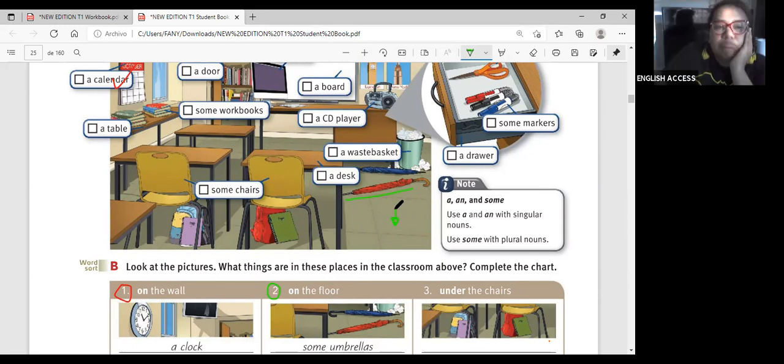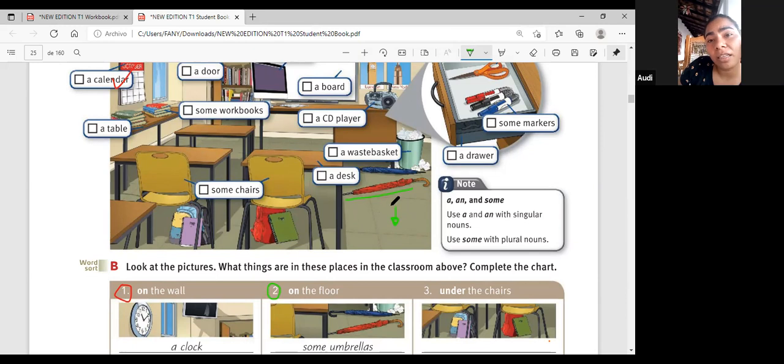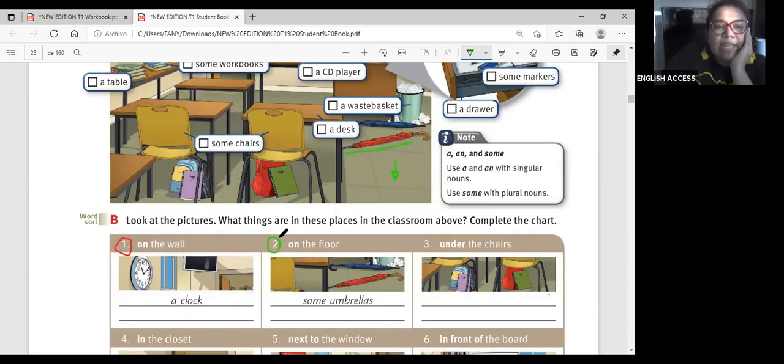No, Audia, no. Estamos aquí en el ejercicio. Estamos en la actividad. Sale la actividad B, okay? Number two says, on the floor. Tenemos la ubicación. Ahora tú me tienes que decir qué hay en esa ubicación, okay? Identifica a qué se está refiriendo, okay? On the floor. The example that we have is some umbrellas.